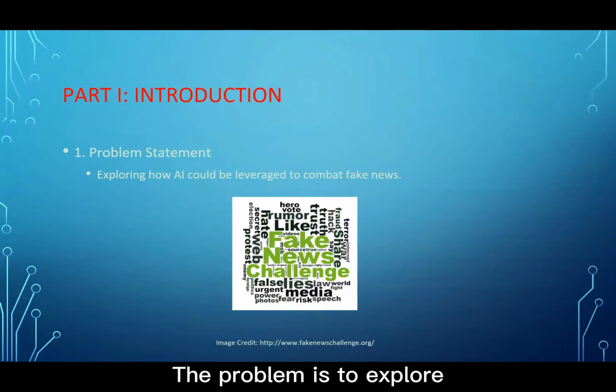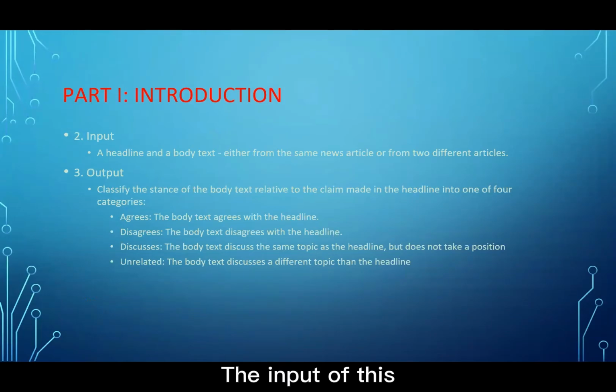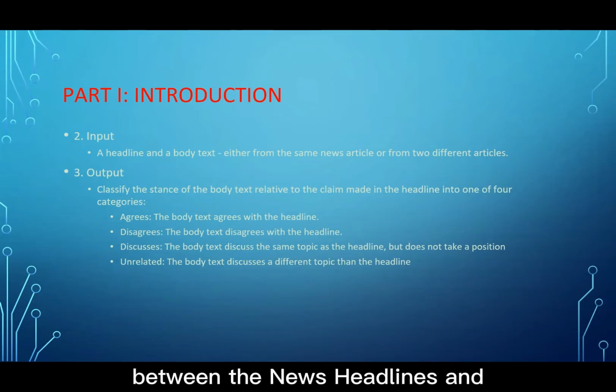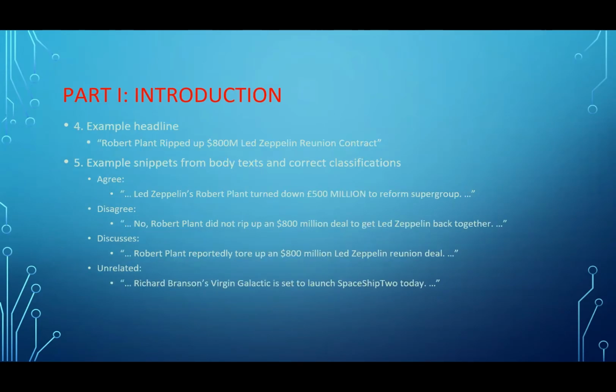The problem is to explore how AI could be leveraged to combat fake news. The inputs of this task consist of two parts, news headlines and news body text, which may come from the same news or different news. The output of this task is the relationship between the news headlines and news body text. We can see that the four body texts are similar in vocabulary, but there are obvious differences in semantics.